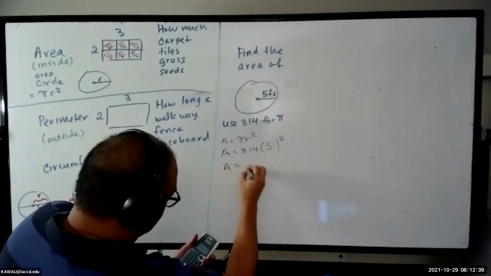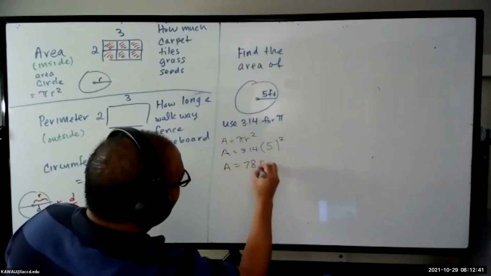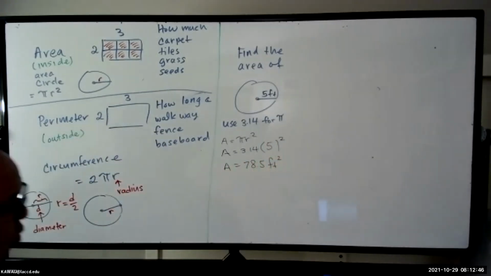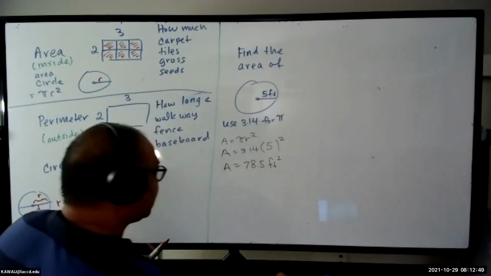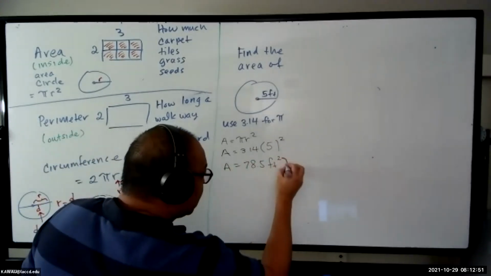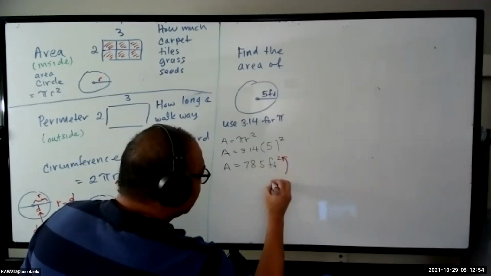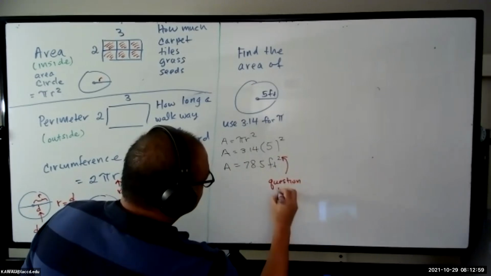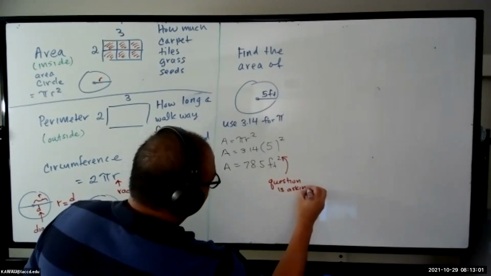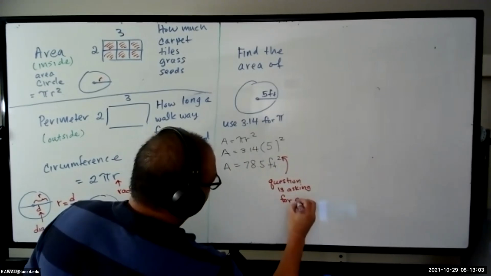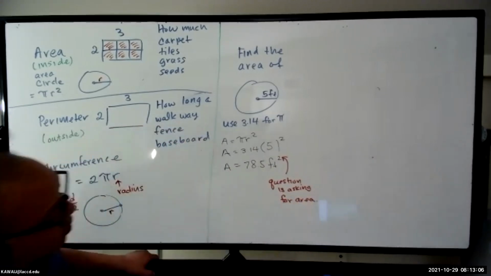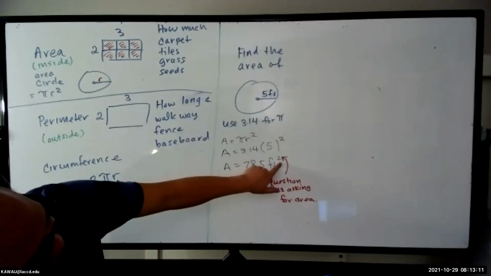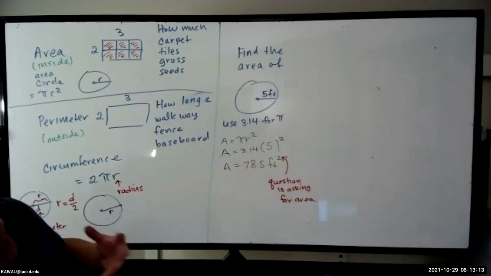You get A is equal to 78.5 feet squared. Okay. Now, because you're taking a multiple choice test, when you see the square, you know that the question is asking for area. So because it's a multiple choice question, you can look at the units, and if you see a square there, you know, oh, they're asking for area.